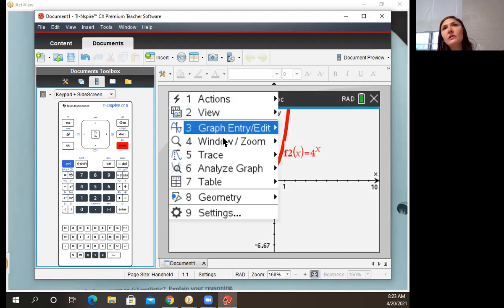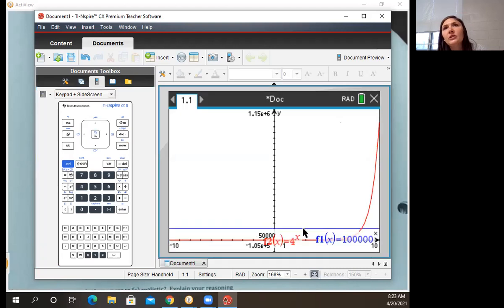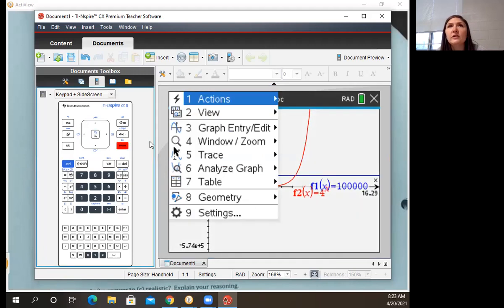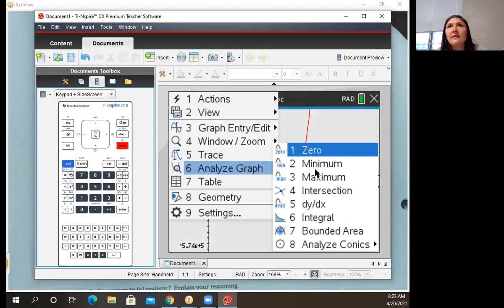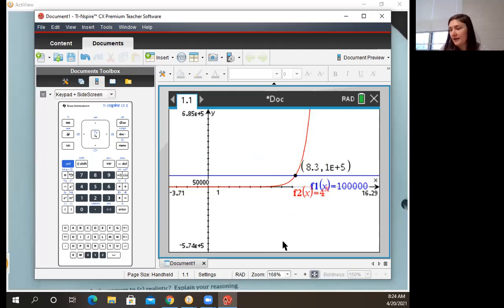And then I'm going to menu. There's my zoom. I'm going to try a zoom fit, just so I can see what's going on. And there I can see that intersection. That's going to give me the day that I hit 100,000 people. So I'm going to look for that intersection. So menu, analyze graph, intersection. I'll click on either side of that intersection, and that gives me my point. So I've got 8.3 as my x value.